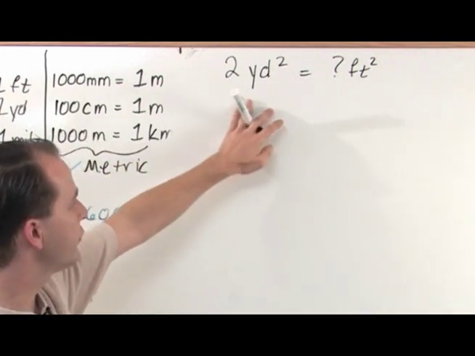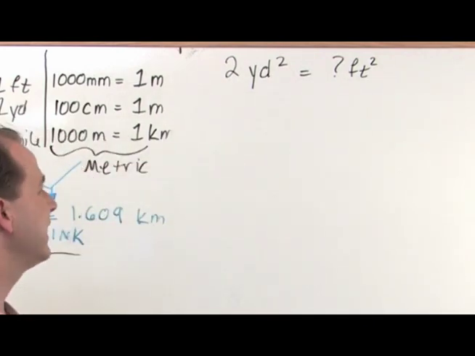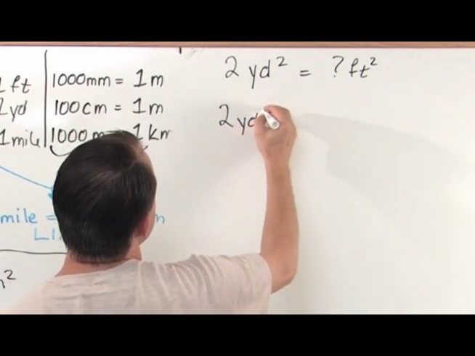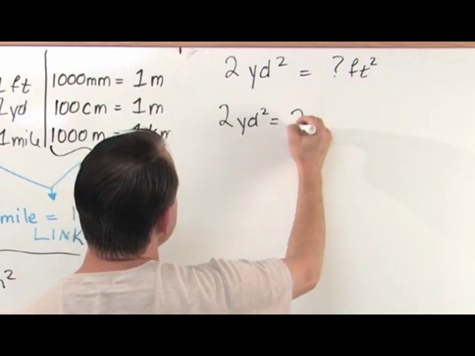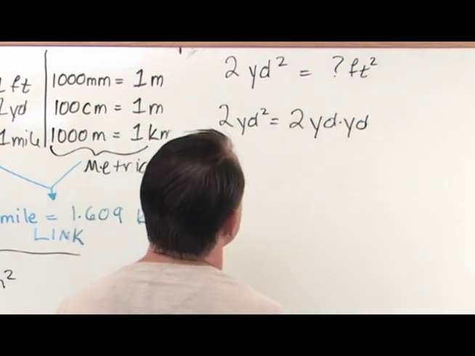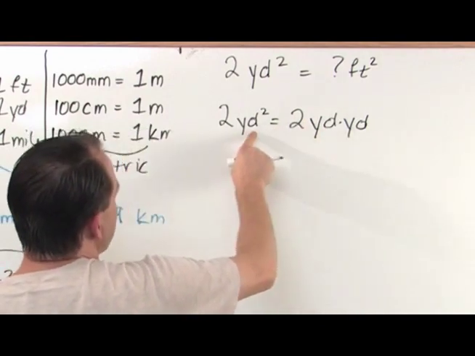You're not going to find a conversion factor in most books that's going to list that. So all you do is you write 2 square yards, and you say it's equal to 2 yards times yards. Okay? Because yard times yard is yard squared.